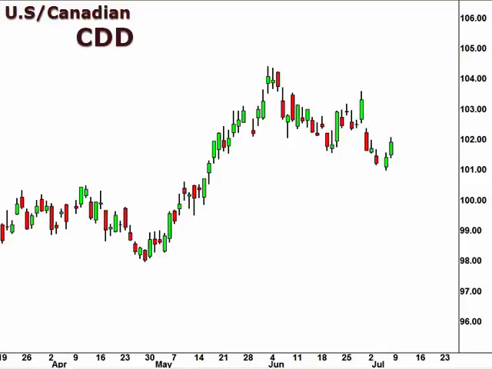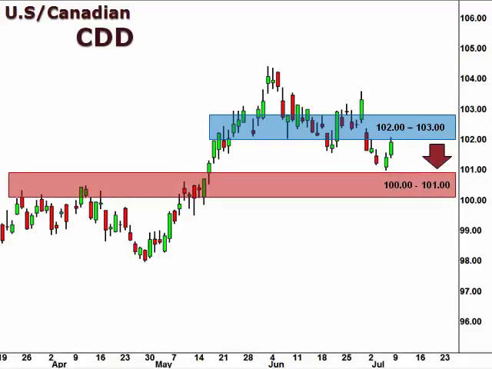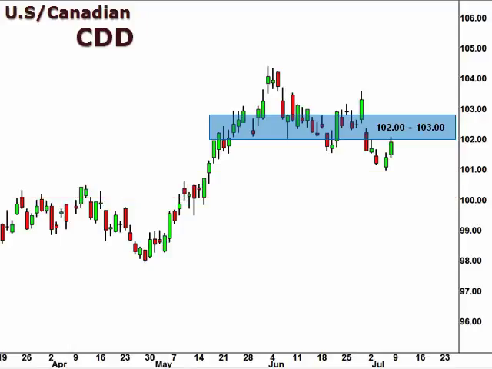Next up, the US dollar versus the Canadian dollar as seen here in the ISC FX Options pair value CDD. While the CDD hit 102 last week, a break above 102 will signal a continuation higher. A rejection at 102 will give way to a retest of this 100-101 level for support.